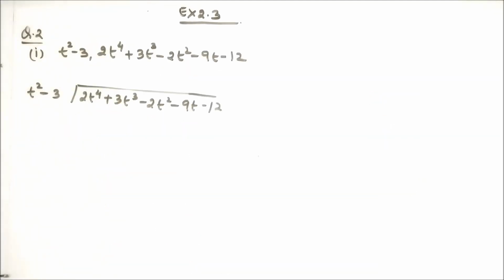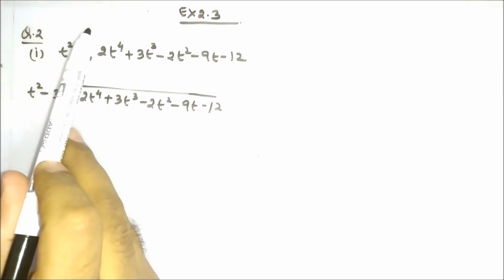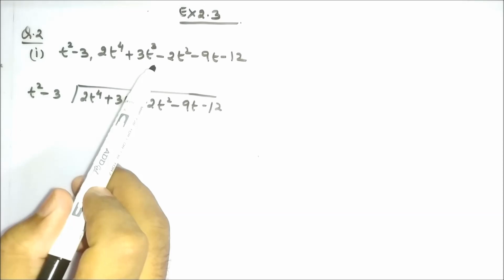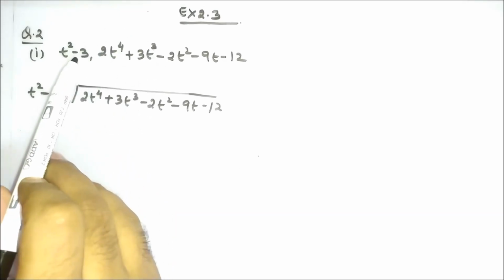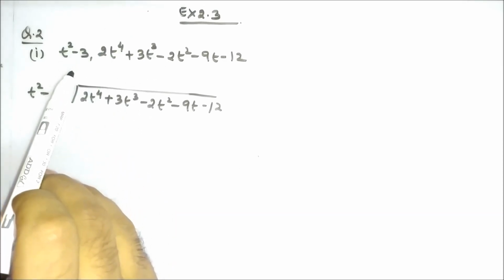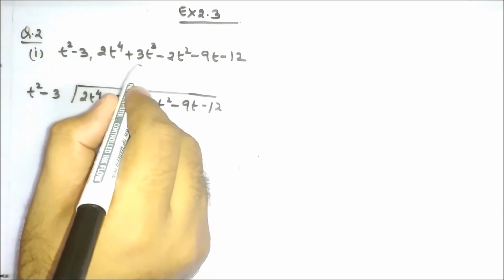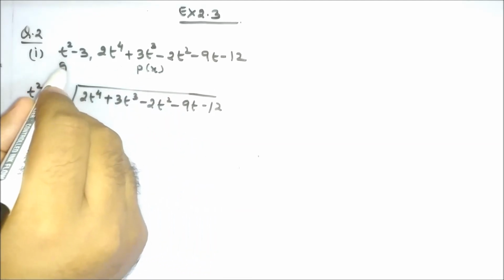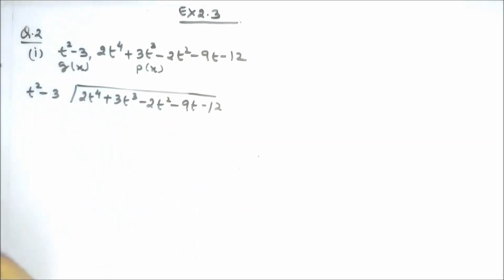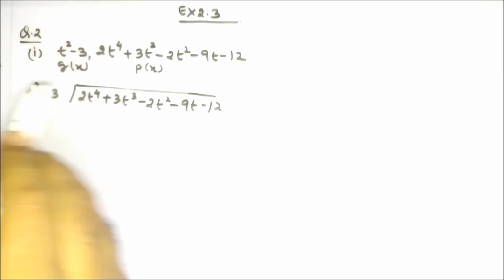Question number 2. It says you have to check whether the first polynomial is a factor of the second polynomial by dividing the second by the first. It is exactly similar to the first question, it's just changing the way of asking. Again this will be the px and this will be gx, as we have done in the first question. So I have written it in this form.